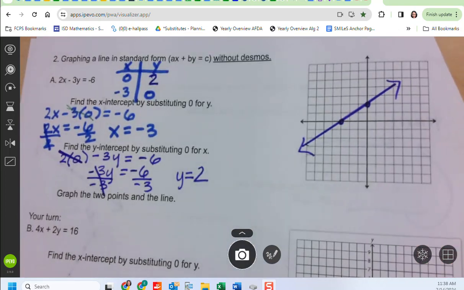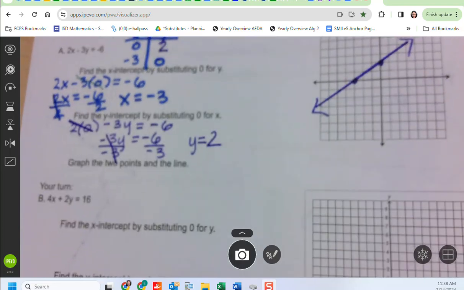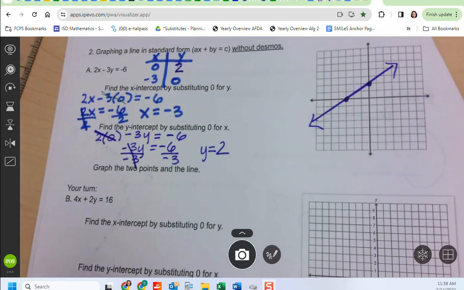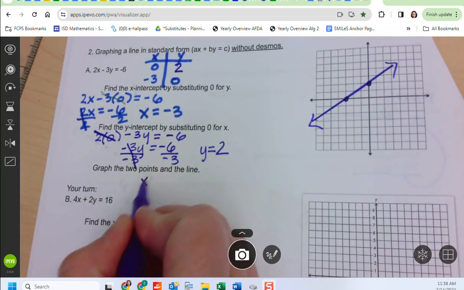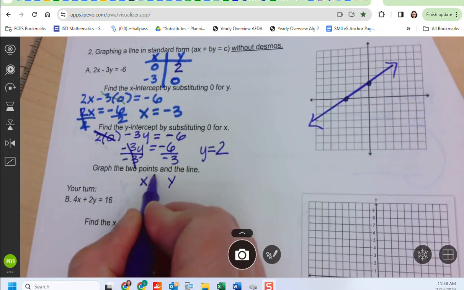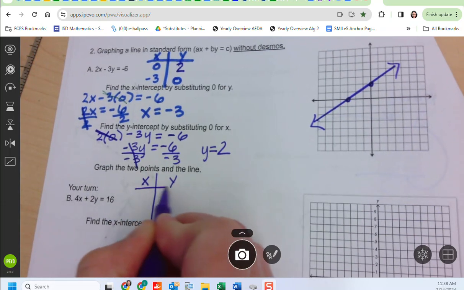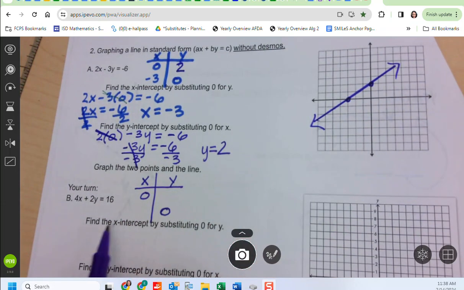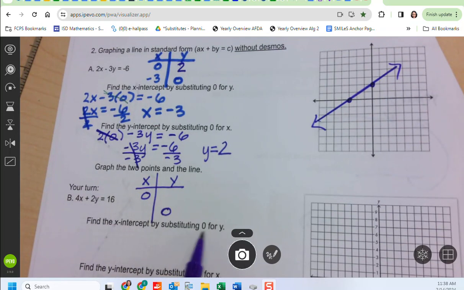So now there's a your turn problem. You're going to do it exactly the same way. I'm going to just start you by making that table. You're going to do x and y. 0 for the x, 0 for the y. And it says to find the x-intercept by substituting 0 for y. So you're going to put 0 for the y, and then you're going to find what the x is. So you're going to go ahead and do that right now.